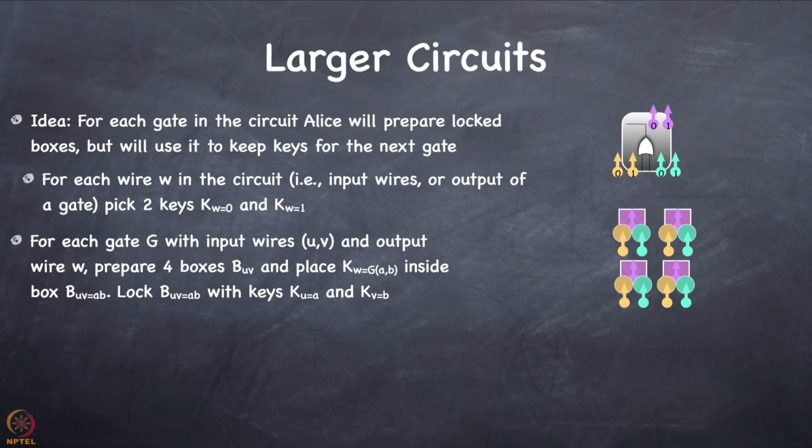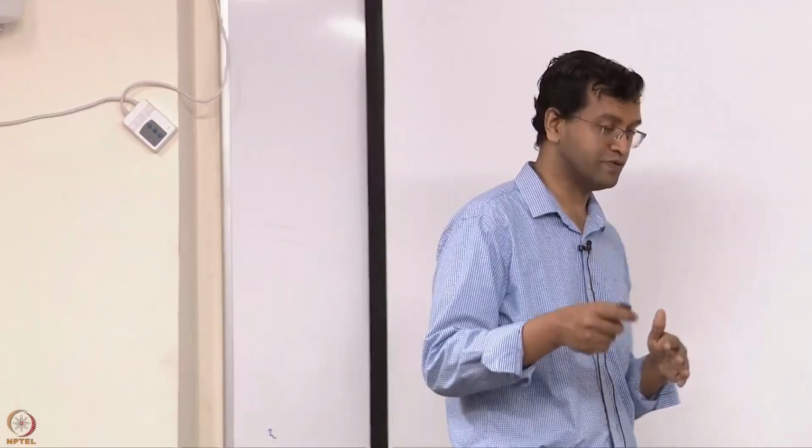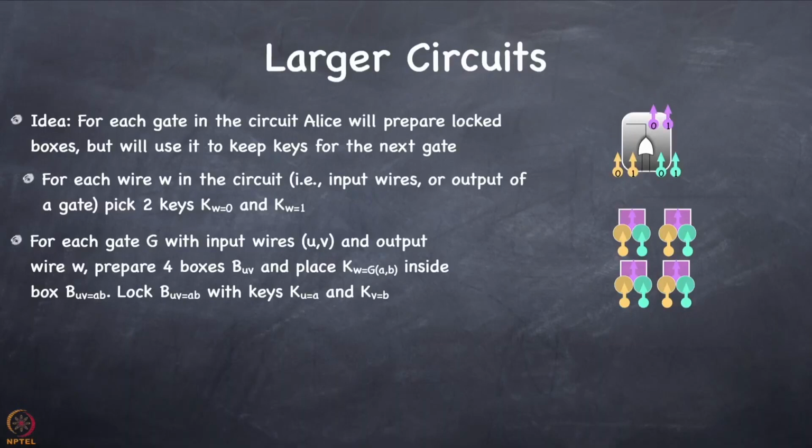So what you put inside, I think that's this capital G here, right. So what you put inside is a key corresponding to W equals G of A, B. So concretely, say there's an OR gate: for B sub UV equal to 0, 0, you will put K sub W equal to 0. And for B sub UV equal to 0, 1, you will put K sub W equal to 1. Okay, the key labeled as W equal to 1.